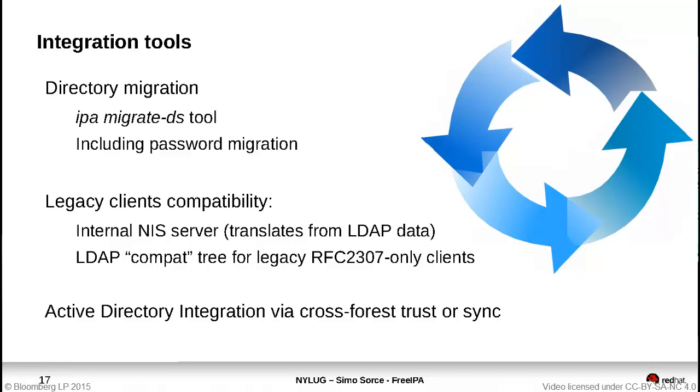Finally, one of the most important integration tools is Active Directory integration. A lot of our customers at Red Hat tell us that they also already have an Active Directory set up for the users. And due to regulation, many of them have either an obligation or the desire to keep managing users there because that's where they manage the users. But they want to use FreeIPA for the servers because it gives them a lot more flexibility. And so we created a way to bridge these two directory systems in two ways. One is via cross-forest trust, and the other is via sync.